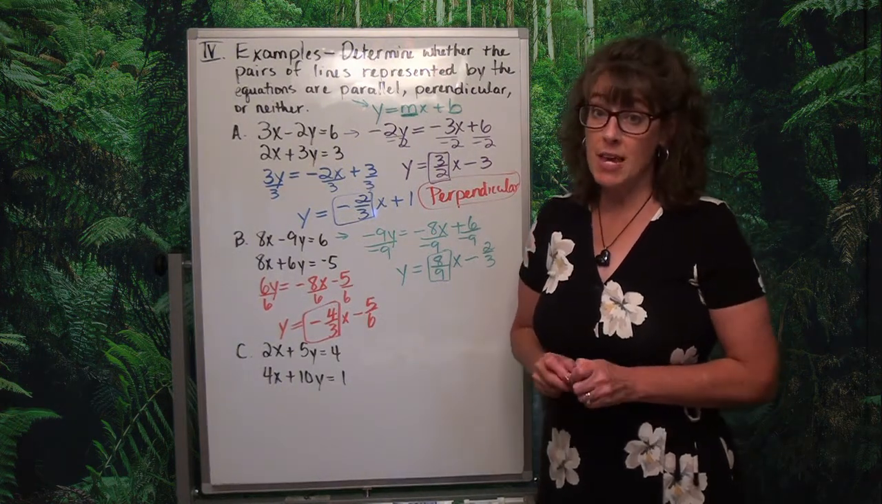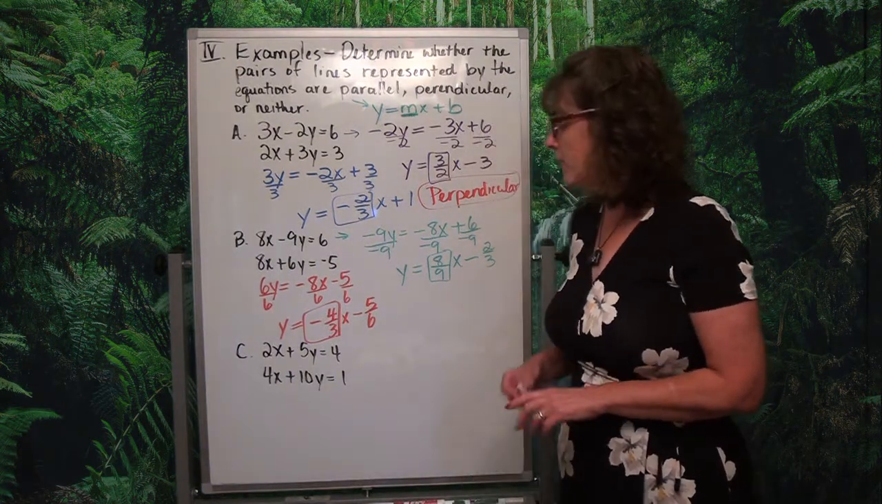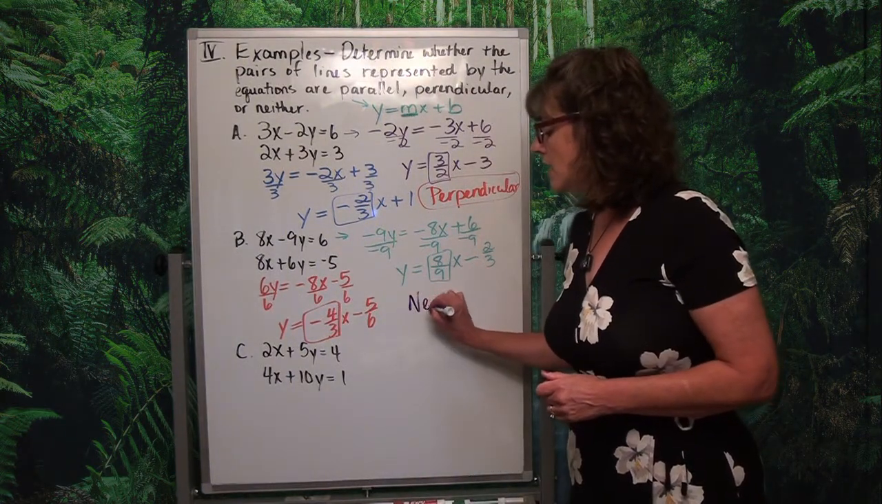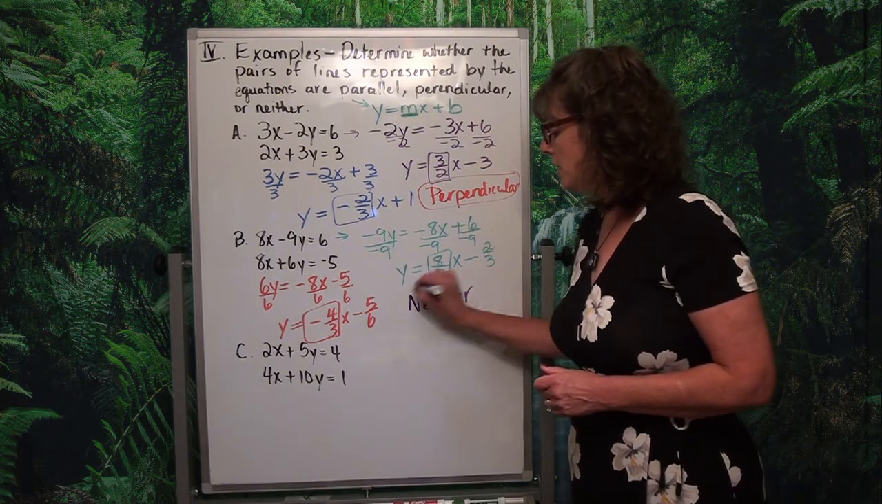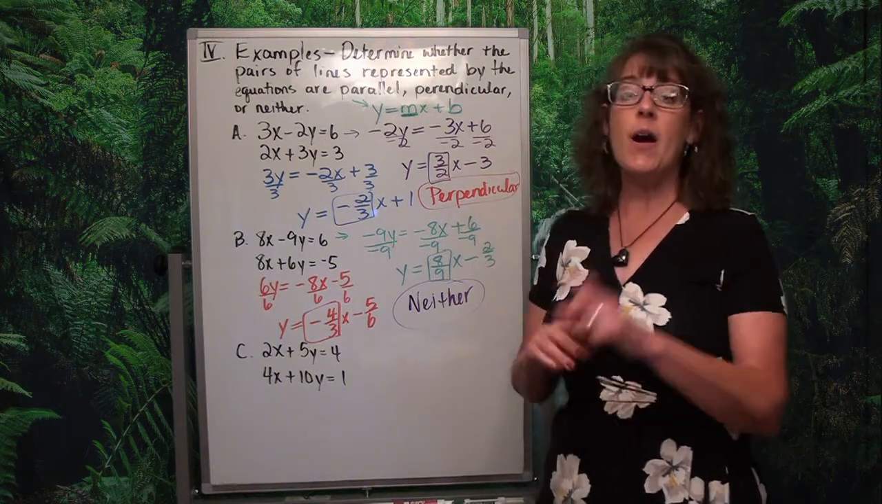And they're not the same slope. Same slope would indicate parallel lines. So therefore, what do we know about these? They are neither. Neither parallel nor perpendicular. A couple of nice lines, yeah, but neither parallel nor perpendicular. All right, one last one.